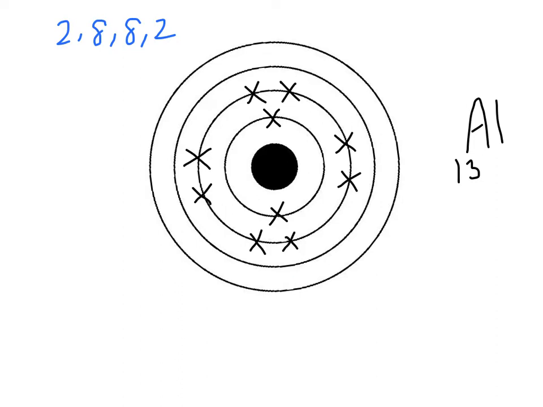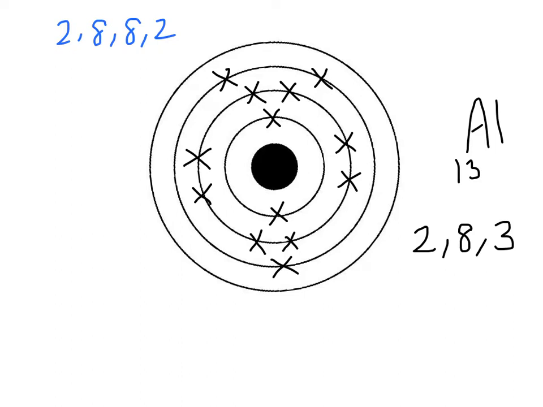Now I can place them anywhere on the third shell. So I'm going to place 1 here, and 1 here, and 1 here, just evenly spaced out. Now I have an arrangement of aluminium like this: 2, 8, 3.